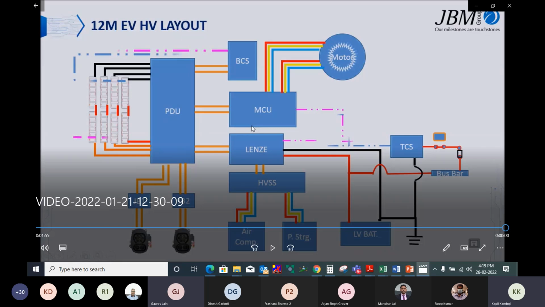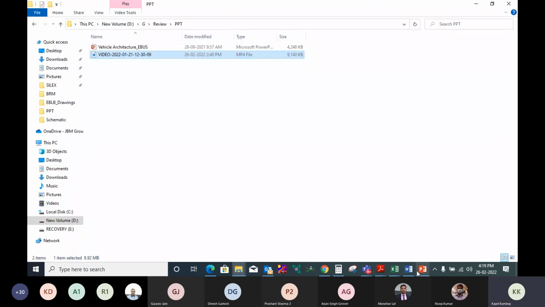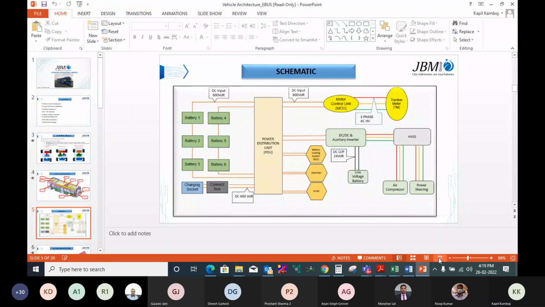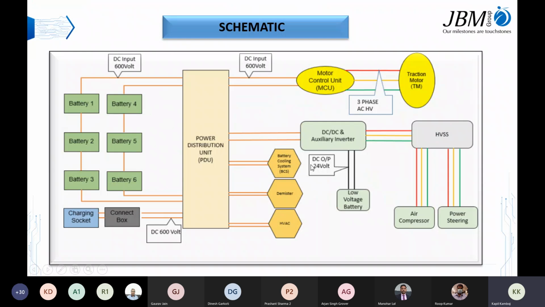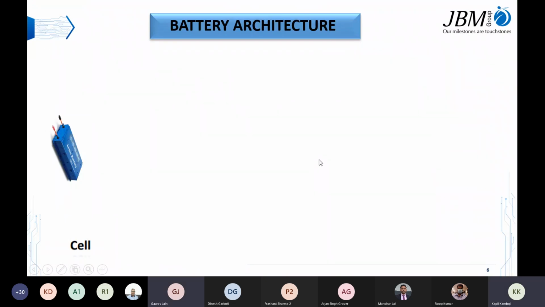Okay, this was the base. This was the basic architecture for our 12-meter electric bus. So next we will move to the battery architecture.